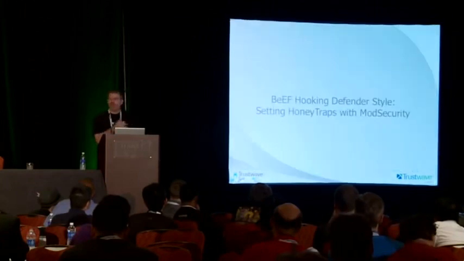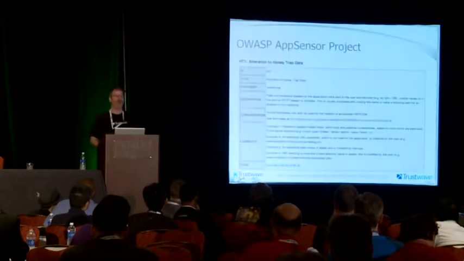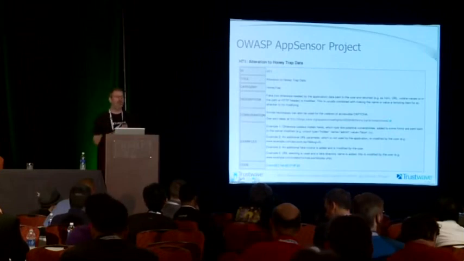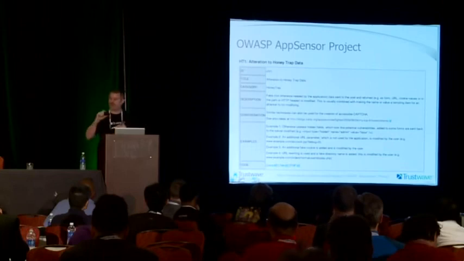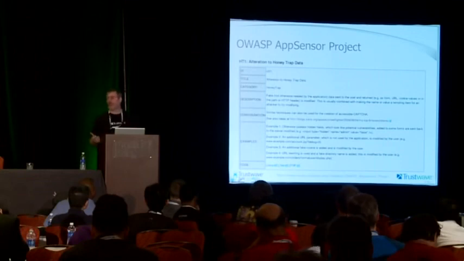All right, so BeEF hooking, defender style. We don't have to look for cross-site scripting. That's the advantage that we have. We control the output. We control the response. All the data going to the client, we can change it at any time that we want. Okay, so this is the reference that I made before to AppSensor. This is a project I also contribute to. And there's a certain section here talking about alteration of honey trap data.